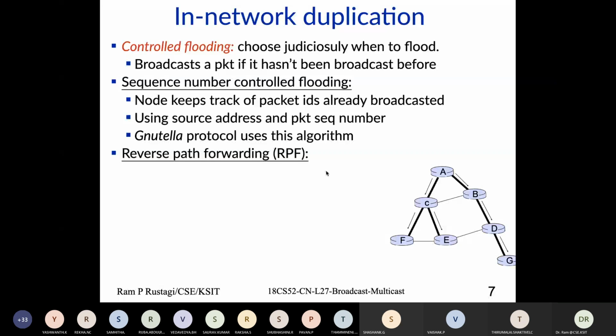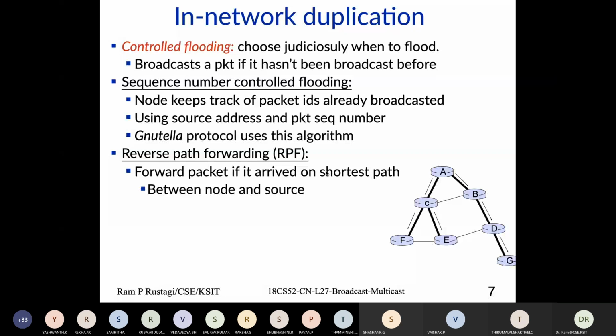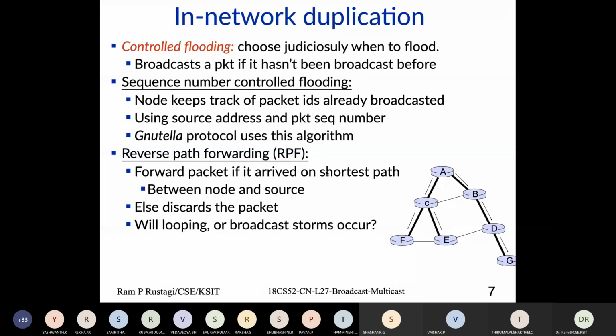And that solves the problem of flooding the network. There's no cycle, there's no choking. But still there is one challenge: a node can receive multiple copies of the packet. Let's look at this example. When A is sending a packet to all the routers, a broadcast packet, and we are using reverse path forwarding, how many copies would E receive?